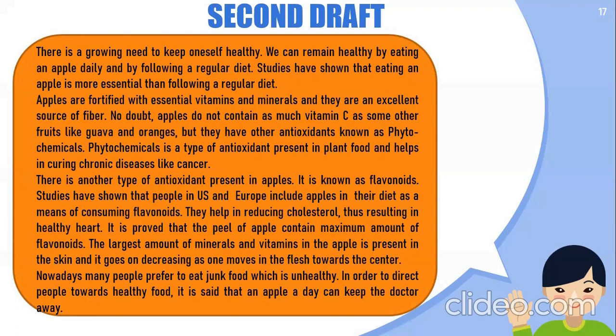Studies have shown that people in the US and Europe include apples in the diet as a means of consuming flavonoids. They help in reducing cholesterol, thus resulting in a healthy heart. It is proved that the peel of an apple contains the maximum amount of flavonoids. The largest amount of minerals and vitamins in the apple is present in the skin, and it goes on decreasing as one moves in the flesh towards the center.